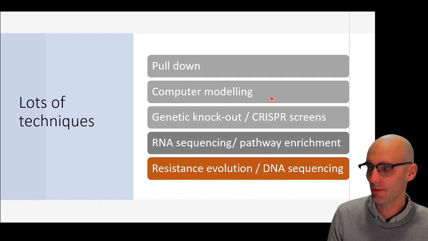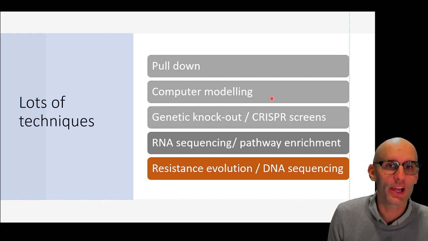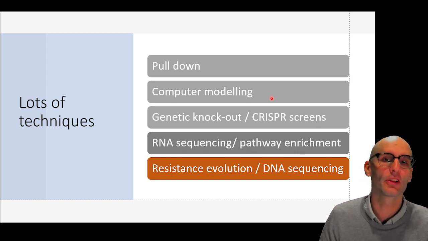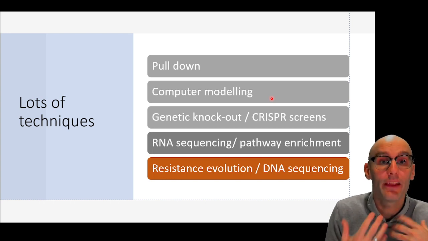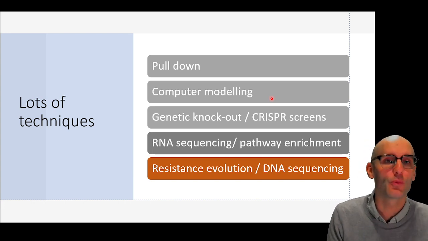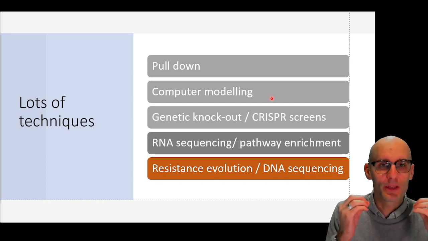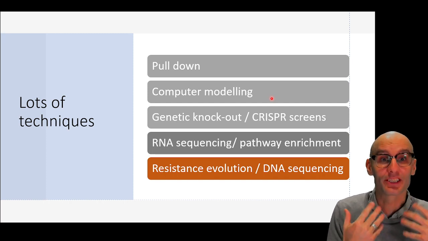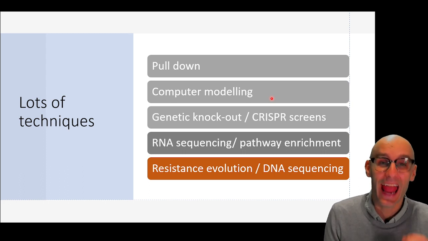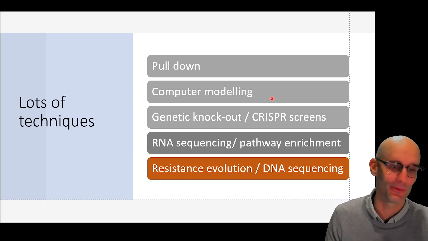So first up, there are lots of techniques. There are pull downs, computer modeling, genetic knockouts, RNA sequencing. All of these I discussed in the previous video. But in this one, we're looking at resistance evolution, i.e. the evolution of bacteria to become resistant to your drugs, combined with next generation DNA sequencing. So we're trying to use the power of evolution and the development of resistance to the antibiotics that you've just invented to figure out how those antibiotics actually manage to kill the bacteria without killing your host cells.